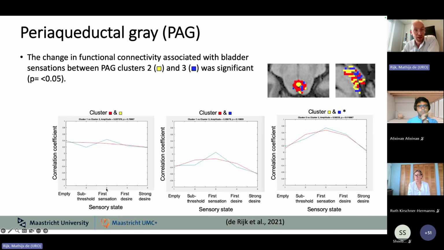Then we have the first sensation of bladder filling. It's when the patient says, oh, I feel something in my bladder. I don't have to go to the bathroom yet, but I do feel that something's happening. The first desire is like, okay, I could go to the bathroom now. And strong desire is then when they really just need to go. This is also often compared, especially these later stages, to when you're in the car.